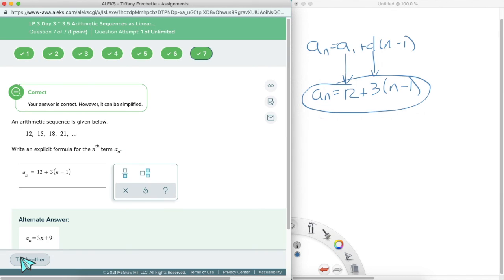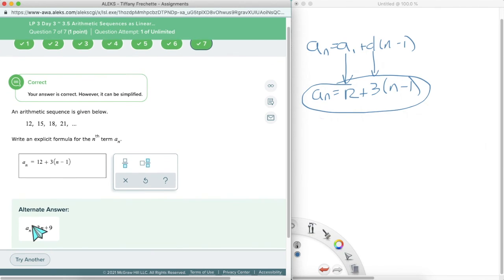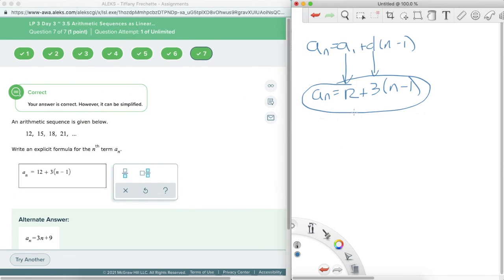Yay! Oh, they're also showing me the alternate answer, that I could have simplified here and gone 3 times n, 3 times negative 1, and I would have had 12 plus 3n minus 3. 12 and minus 3 are like terms, so I could have combined those, and I would have had this same equation. They mean the same thing. This is just leaving it in that sequence format, and this is simplifying it. So this actually looks more like what we're going to start to do in the future when we start looking at specific forms for linear equations. So this looks very much like a linear equation. In fact, it is one.